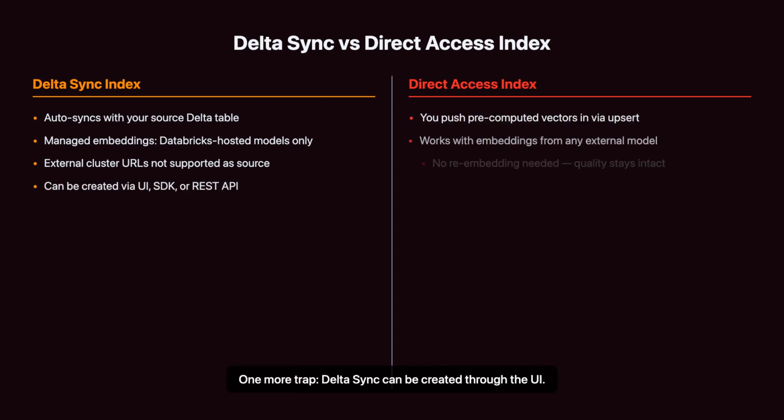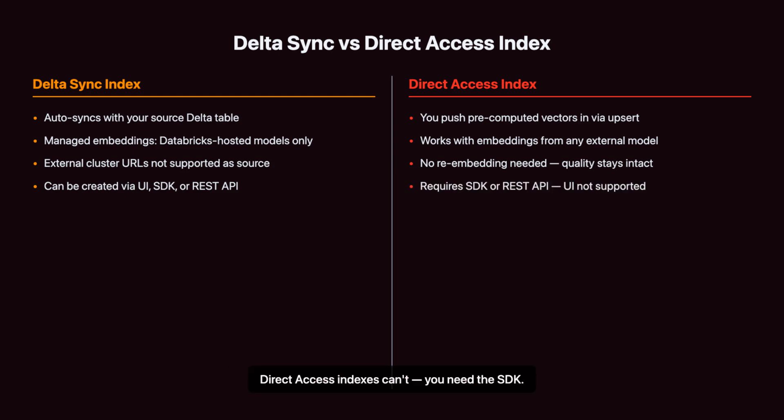One more trap. Delta sync can be created through the UI. Direct access indexes can't. You need the SDK. That's why option C is the only path that works here.